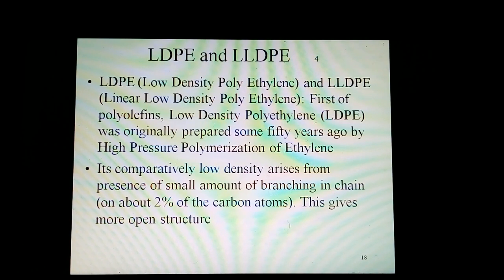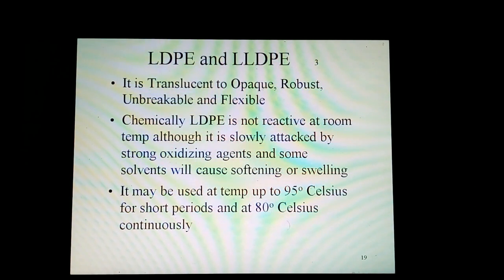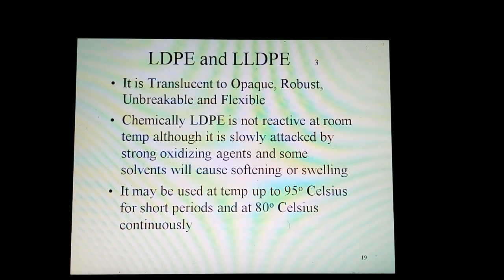Its comparatively low density arises from the presence of a small amount of branching in the chain, of about 2% of the carbon atoms. This gives a more open structure. Low-density polyethylene, or LDPE, is the most useful and widely used plastic, especially in dispensing bottles or wash bottles. It is translucent to opaque, robust enough to be virtually unbreakable and at the same time quite flexible.